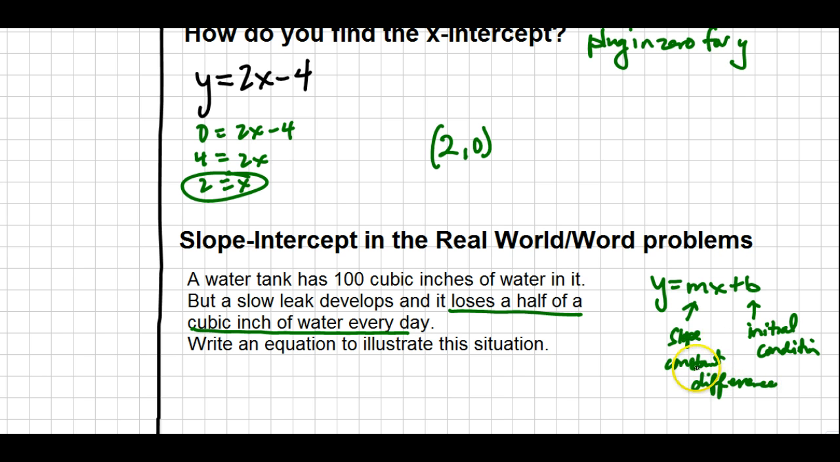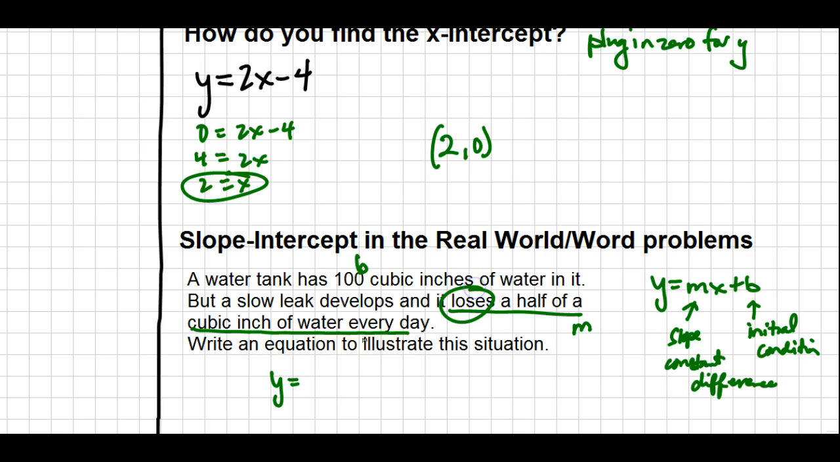Something that constantly or repeatedly happens is your slope value. So if it loses on a regular basis a half a cubic inch of water, we know that that is the m, or the slope. In a lot of situations you'll have an initial condition given and then a repeated value which represents your slope. So there's our equation.